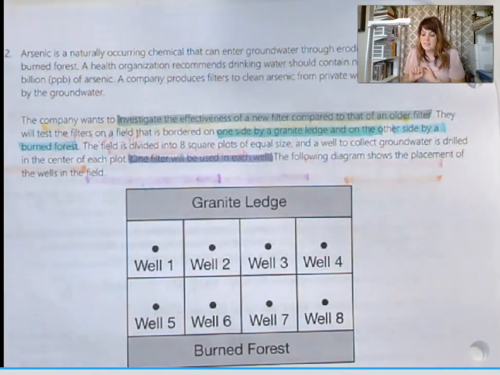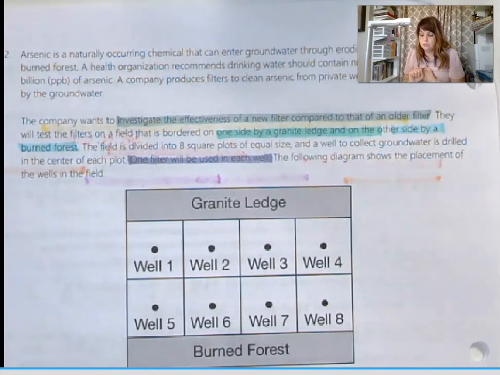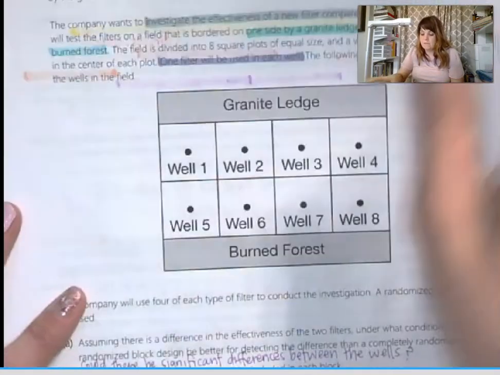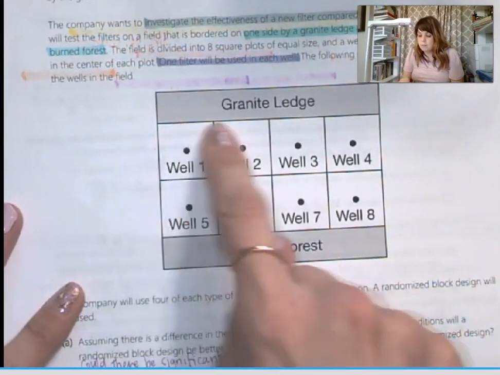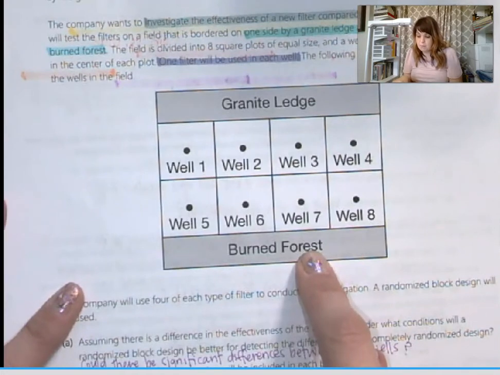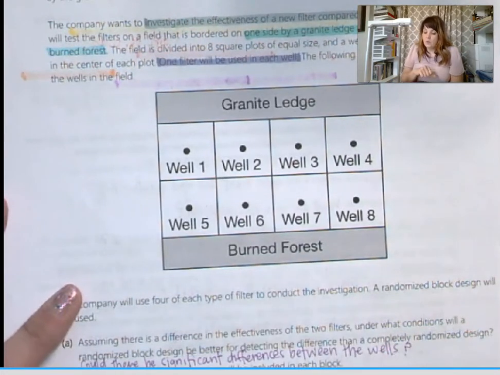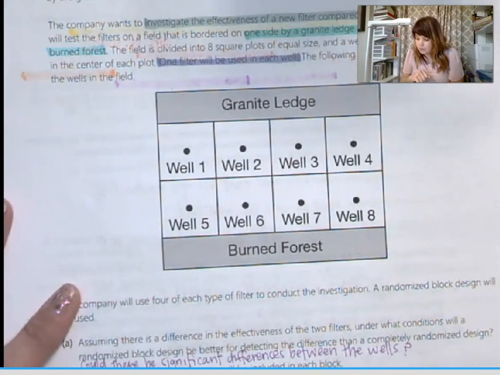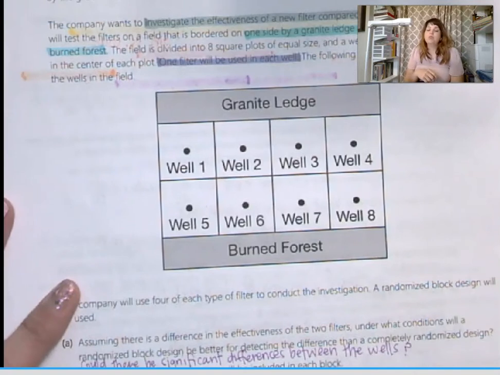We're investigating the effectiveness of a new filter compared to an old filter. We have 8 wells, but we want to make sure that we're noticing that 4 of them are up against a granite ledge and the other 4 of them are up against a burned forest. We are going to divide each, sorry, I'm just reading this. We don't need to know that next part. And then 1 filter will be used in each well.